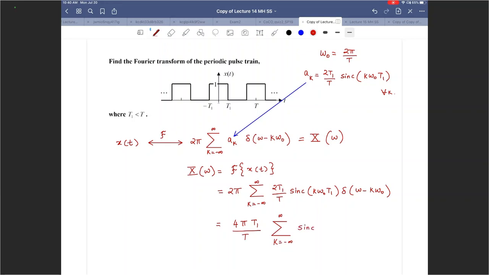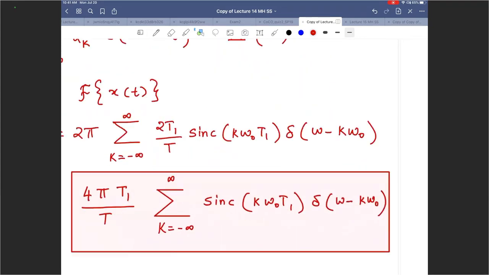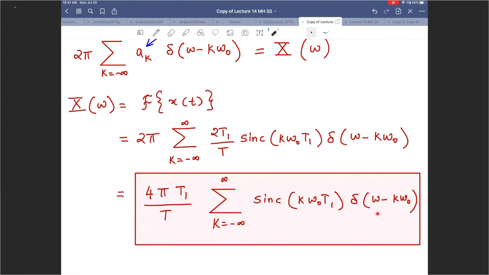Sinc of k omega naught t1 multiplied by impulses, delta functions present at 1 omega naught, 2 omega naught, 3 omega naught, negative 1 omega naught, negative 2 omega naught, and so on. So that's the result that I'm interested in. So let me box this up and then we'll try to analyze this result.